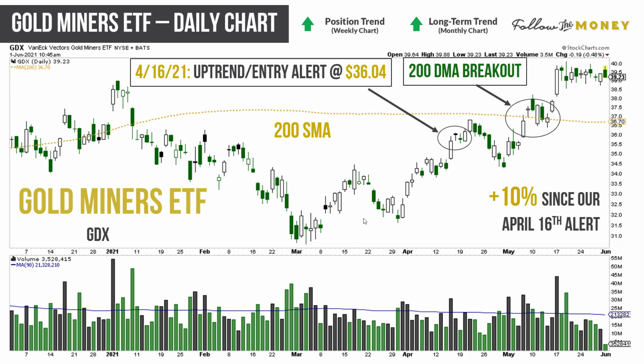Gold miners also continuing to do well. We issued a new position uptrend alert on GDX. This is a basket of gold miners. We issued an uptrend alert on this back on the 16th of April, about 3604. It's up about 10% since that time. There's the 200-day moving average here. You can see. Then we had a 200-day moving average breakout that occurred last month, and gold miners are up there now. Now, notice what's happening right now in the gold mining space is you have this tight consolidation, right?